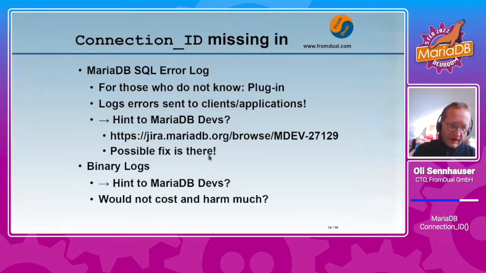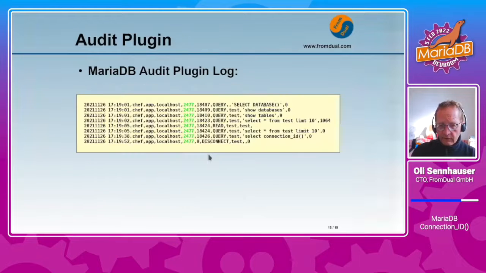Another place where the connection ID is missing is in the binary logs. Here again, a hint to the MariaDB developers. Would it not make sense also to add the connection ID to the MariaDB binary logs? I don't think it will cost much or harm much in the binary log, but sometimes in troubleshooting, in combination with the general query log, it could help to find the connection ID also in the MariaDB binary logs.